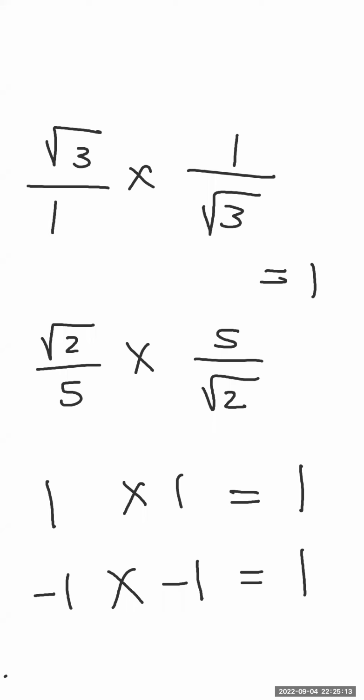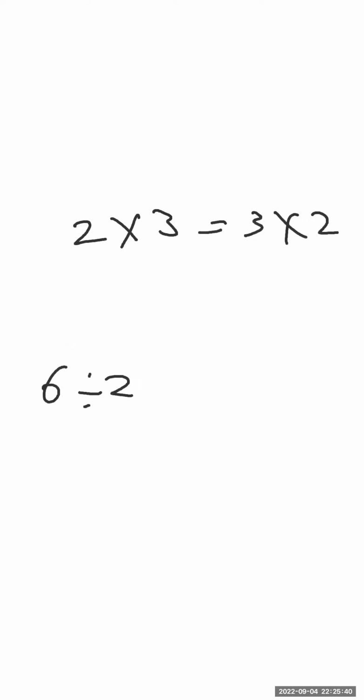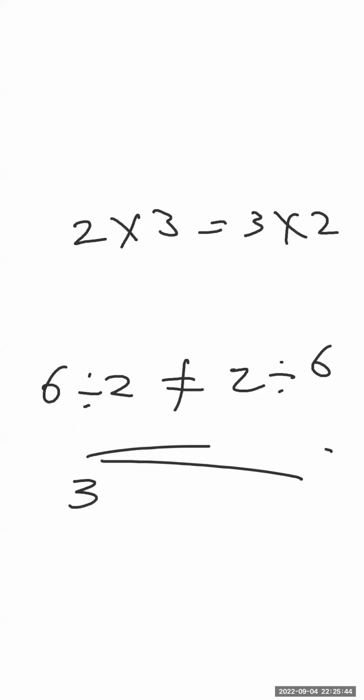Now, what about division? Actually, division, like subtraction, has no properties at all, except closure. But division is not commutative, is not associative, and so on. Why not commutative? Because commutative is like 2 times 3 equals 3 times 2. But in division, 6 divided by 2 is not equal to 2 divided by 6, of course. This one equals 3, this one equals 1/3. Totally different.